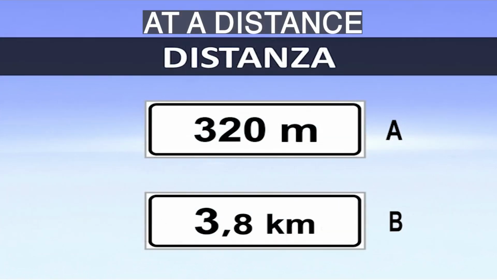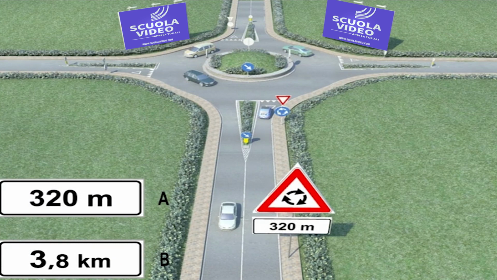Distanza. The distance between the sign and the starting point of the hazard. It can be placed in addition to mandatory or forbidden indication signs and specifies the distance to reach the point indicated by the sign.